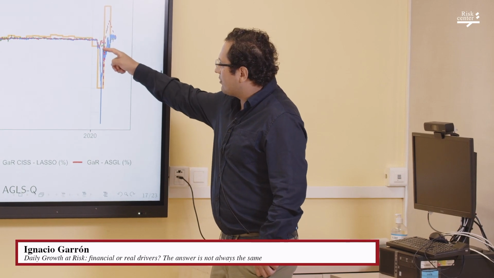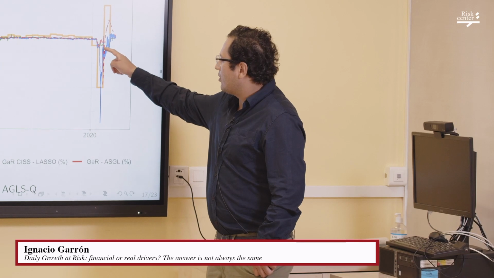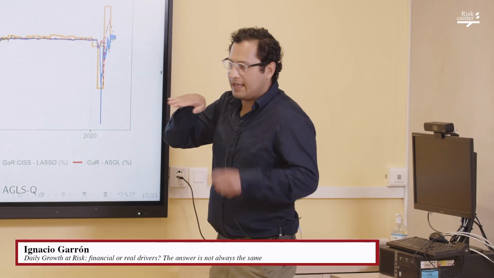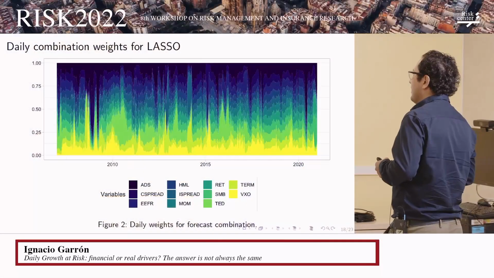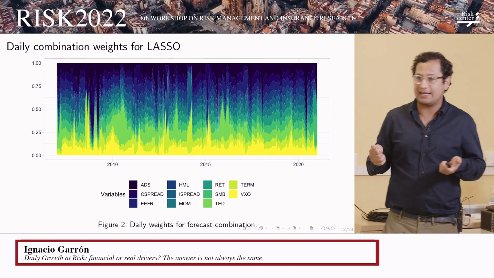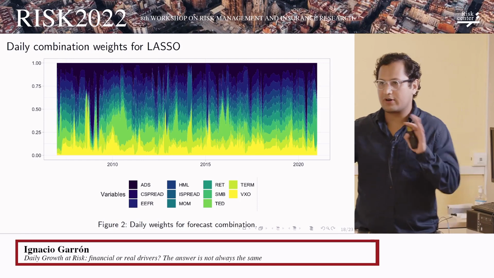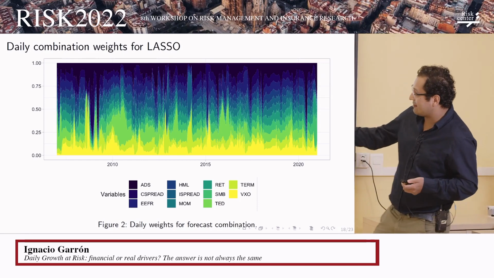While the other models do not do it really well in the second quarter. You can see that they give you a hint, but then they become stable. So this is our main indicator. And here I show you the daily combination weights for Lasso that we use in our forecast combination scheme. We see that these are the variables.